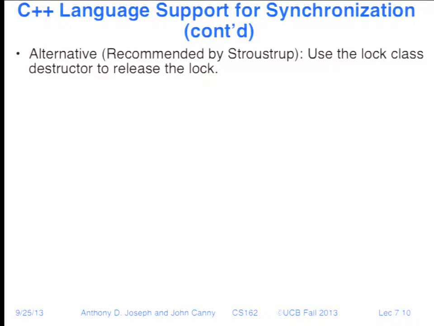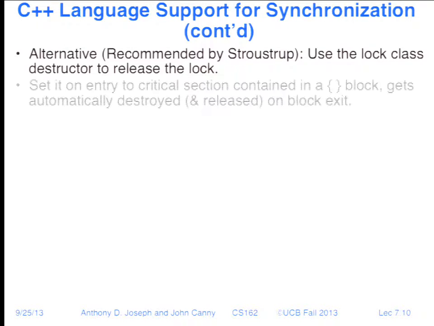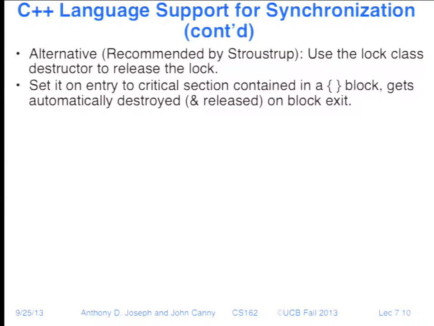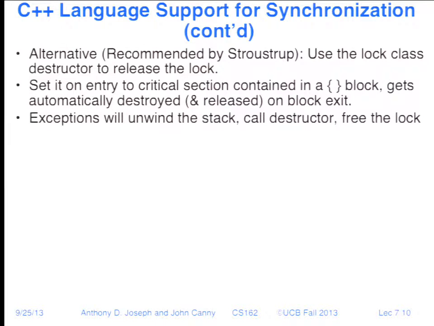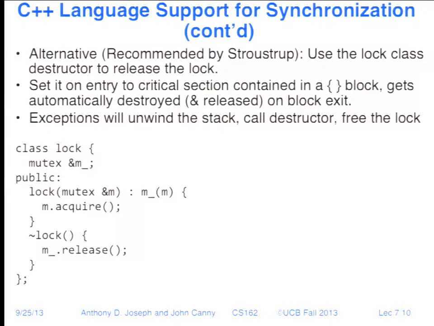There's a different approach which is recommended by Bjarne Stroustrup, which is using the support that's built into the language for unwinding the stack when there is an exception. So in C++, you have constructors and destructors for objects. And for variables that are allocated on the stack, for automatic variables, the constructor is called when the variable is created, and the destructor is called when you exit from that block or stack frame. So that allows you to let the unwinding code within C++ deal with locks.